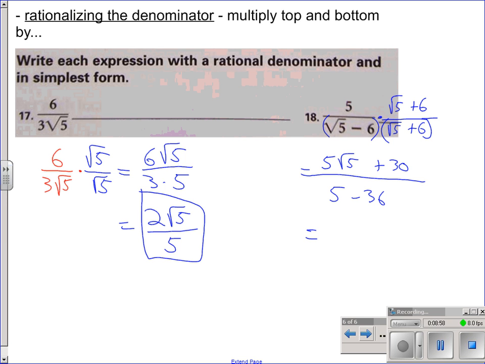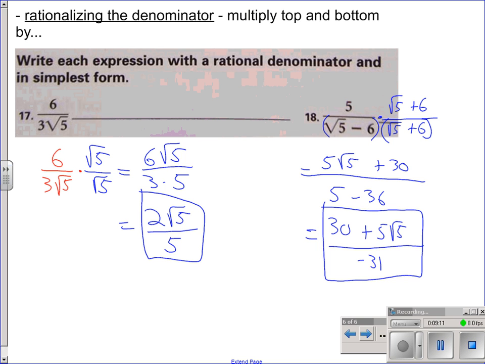So we have, I'm going to put this number first, 30 plus 5 square root 5 over our denominator is a negative 31. Again, no more radical in the denominator. That problem's done. All right.